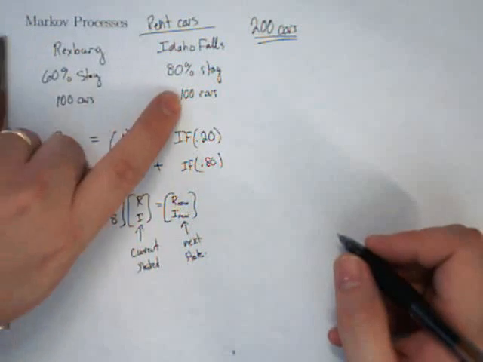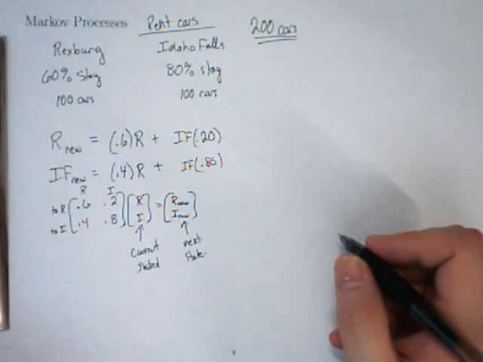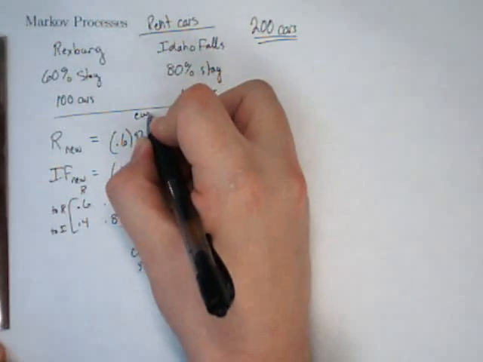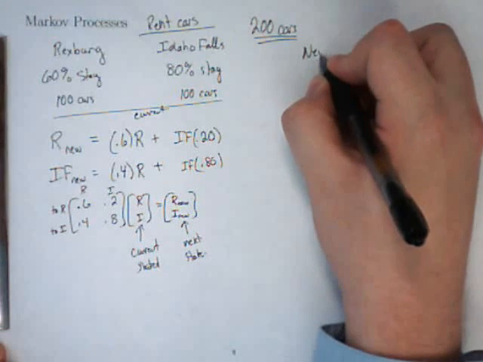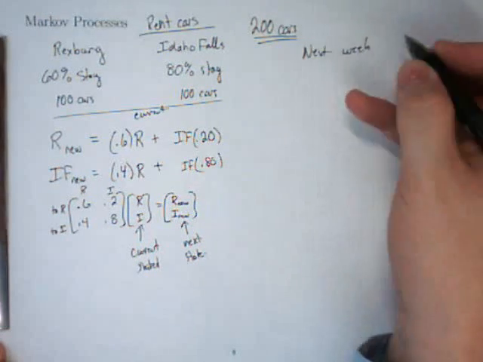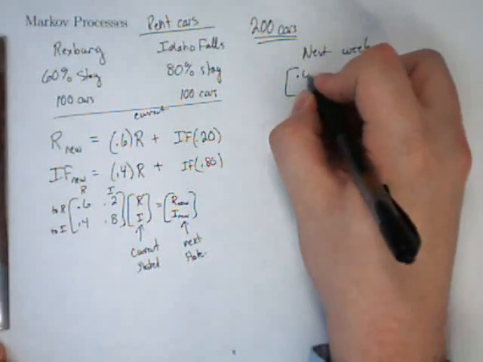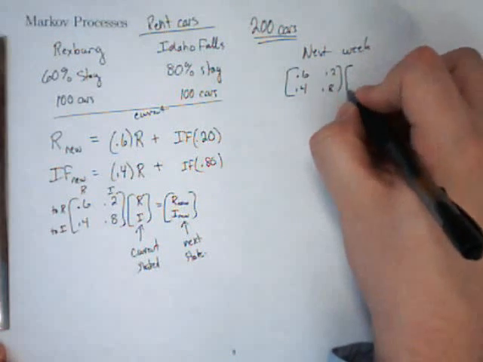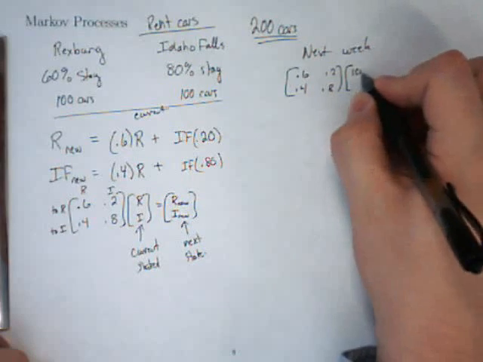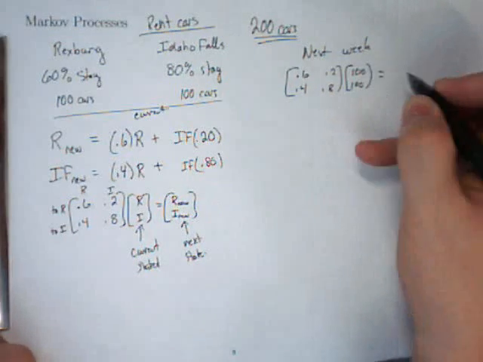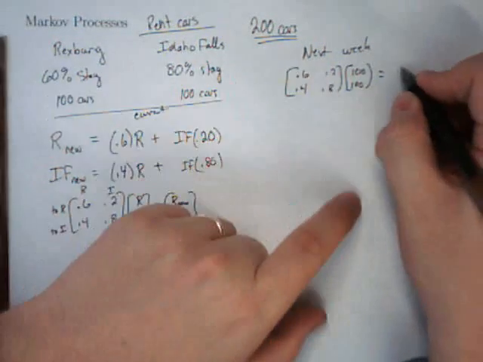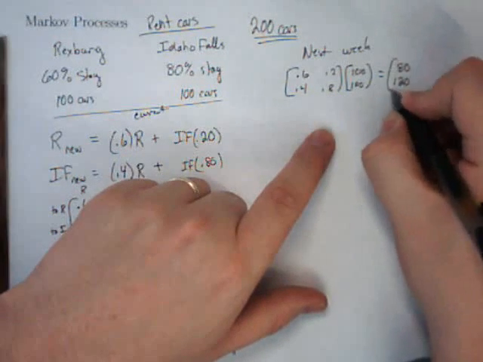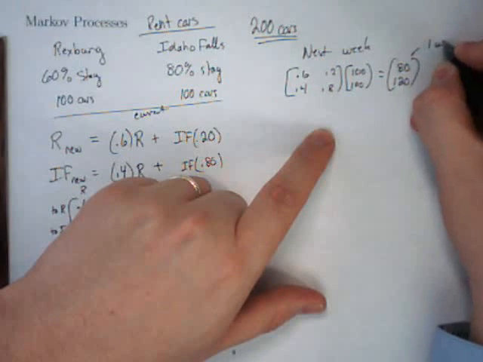So if currently we have 100 cars in both, then we can find what happens in the next week. So if this is current, then the next week is simply matrix multiplication. I take that 0.6, 0.2, 0.4, 0.8, and multiply by our current state, which is 100, 100. And out pops 60 plus 20, or 80, and 40 plus 80, that is 120. So this is 1 week later.